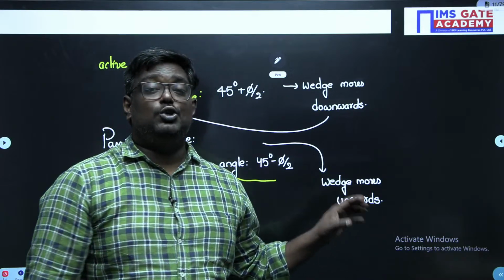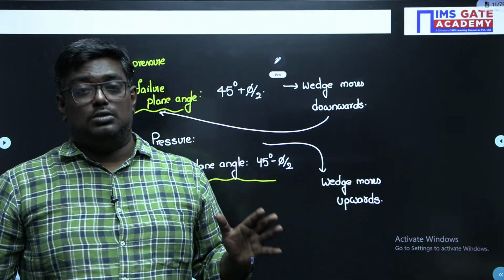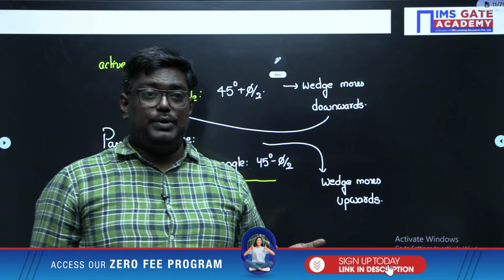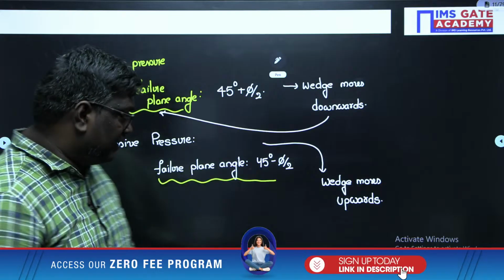Sir, all these theories that we have developed until now are related to Rankine's theory. Here we have assumed the wall is smooth. When we talk about a rough wall, then Coulomb's theory will come into the picture and we will do different things.